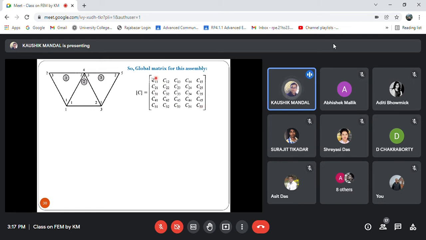This C of 1,1 is basically representing the coupling between 1 and 1. C of 1,2 is representing the coupling between 1 and 2. These 1 and 2 are representing the global numbering, not the local numbering. As it is known as the global matrix, these numbers C of 1,1, 1,2, 1,3 are representing the global numbering: the coupling between 1 and 1, 1 and 2, 1 and 3, 1 and 4, 1 and 5, in that way.